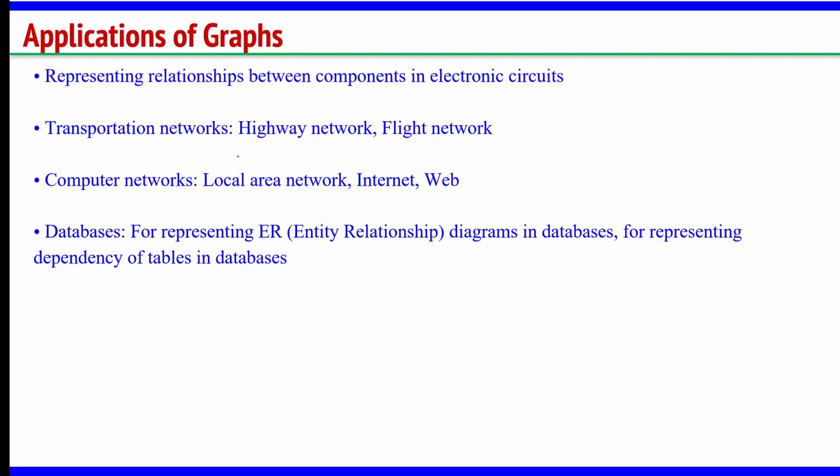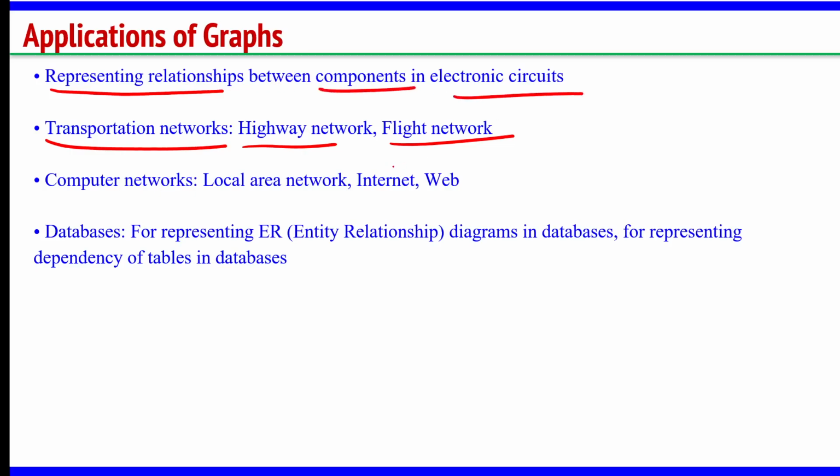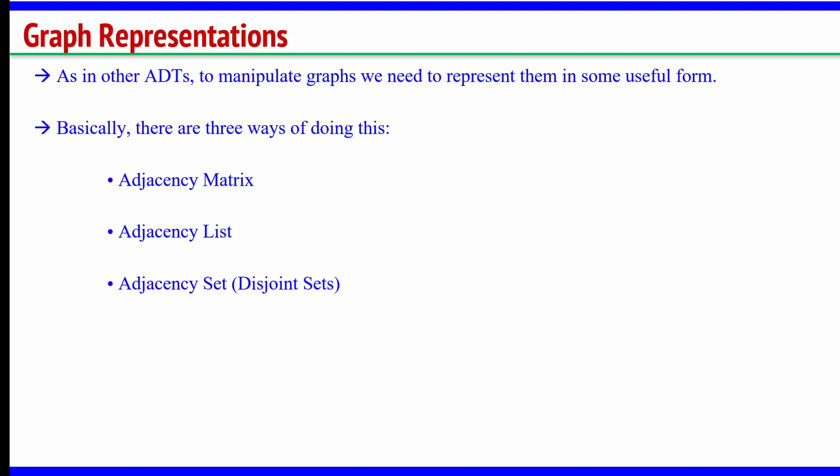Applications of graphs, where do we use graphs? Graphs are very widely used in transportation problems, in transportation networks, highway networks, flight networks, all those things you can represent as a graph. Even to represent relationships between components in electronic circuits, we use graphs. Computer networks also, because LAN, internet, wherever you want you can use this. In databases also we use graphs to represent entity relationship diagrams. ER diagrams use the graph concept to represent them, right. So, these are a few applications of graphs. How do you represent a graph?